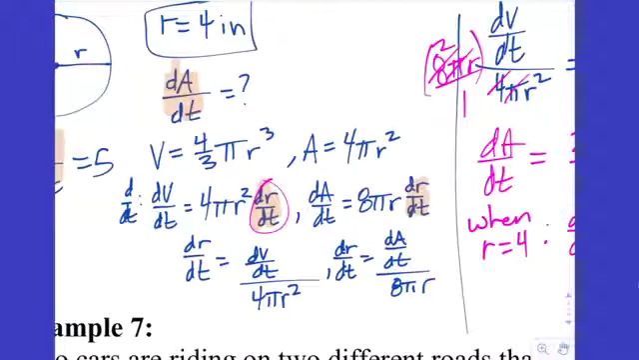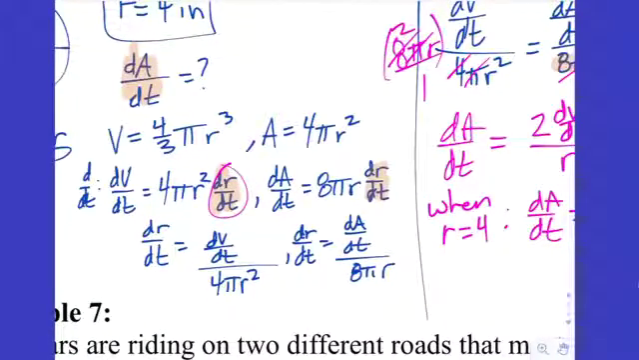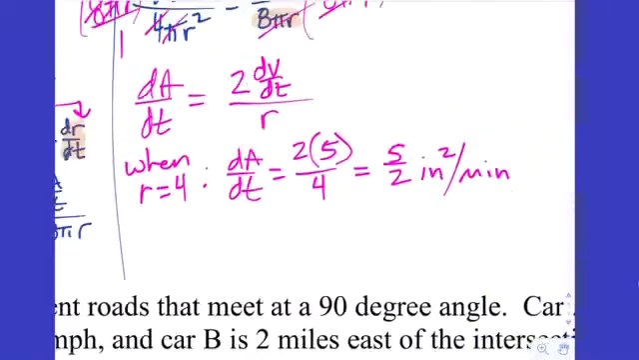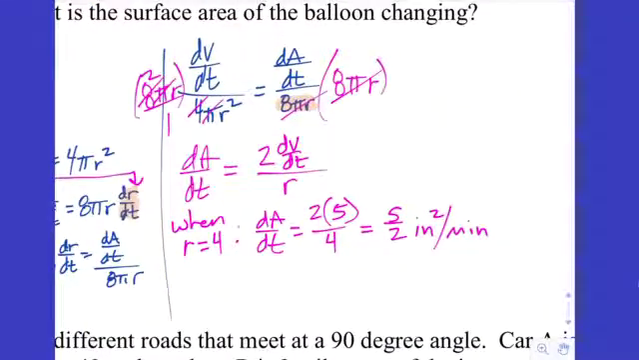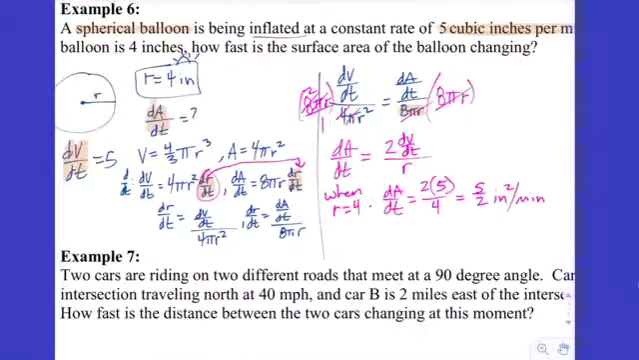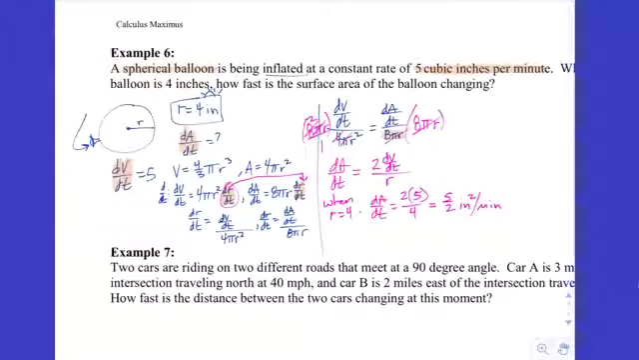And then you could have solved it for dr/dt. You get a number for dr/dt, and then you can go back over to this equation and say, so now dA/dt is going to equal 8 pi times the radius of 4 times the dr/dt that you found over here. So that would be like a 2-step process instead of doing it in a 1-step process. Whatever you think works better for you. Whatever inflates your balloon.